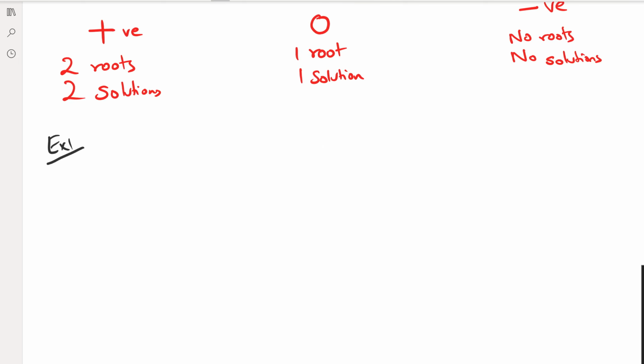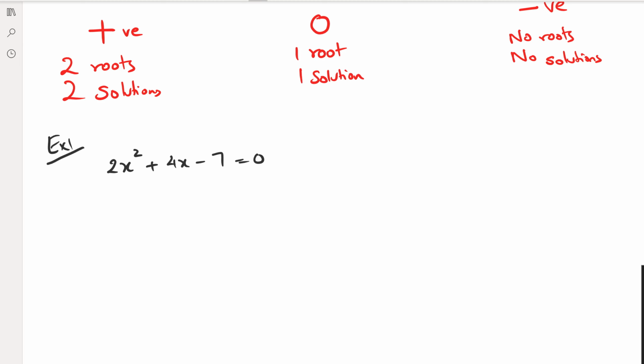So my first question that I'm going to be looking at here is, I'm just going to come up with a random question. We'll go 2x squared plus 4x minus 7 equals 0. I want to find the value of this discriminant, and then I want to find out how many roots it actually has.